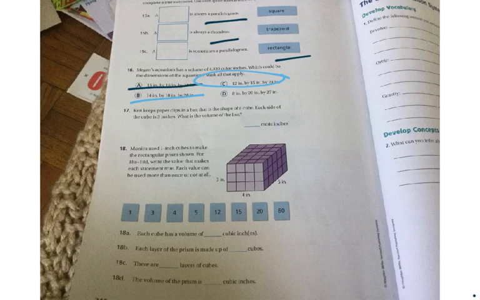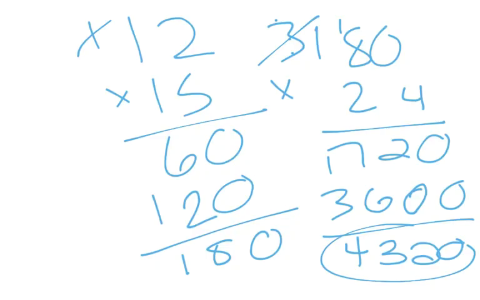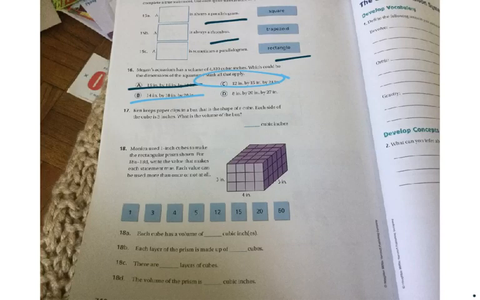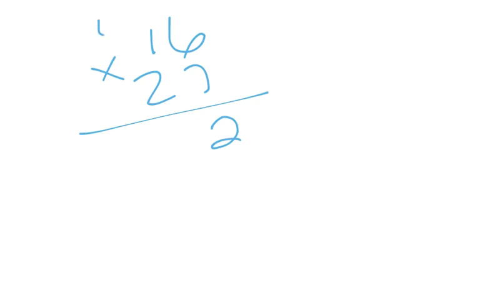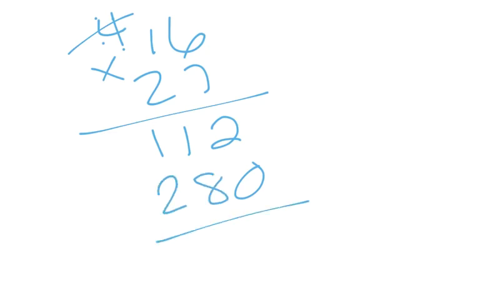The last one is 8 by 20 by 27. 8 times 20, well, 8 times 2 is 16. So let's do 16 times 27 and add a 0. So 16 times 27. 7 times 6 is 42. 7 times 1 is 7. 8, 9, 10, 11. Put a 0. 2 times 6 is 8. 2 times 1 is 2.